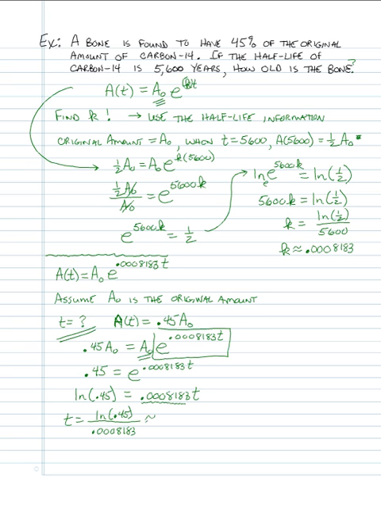And that's approximately, now remember, that's the time it would have taken, so the age of the bone, the time it would have taken for the original amount of carbon-14 to decay so that there's only 45% of it left today, because that's what we're measuring, how much we have today. And when I do this in my calculator, let me do that.